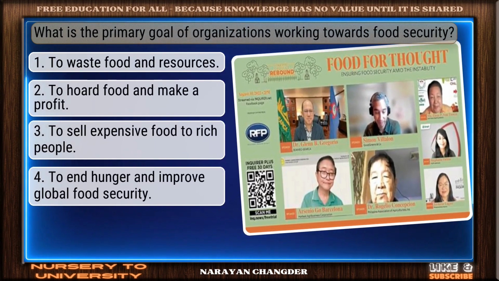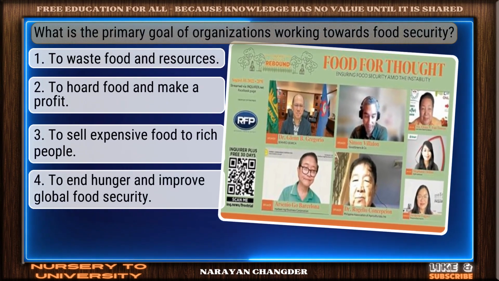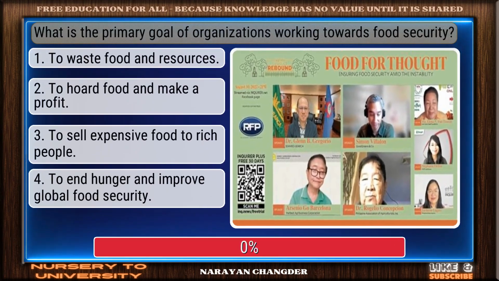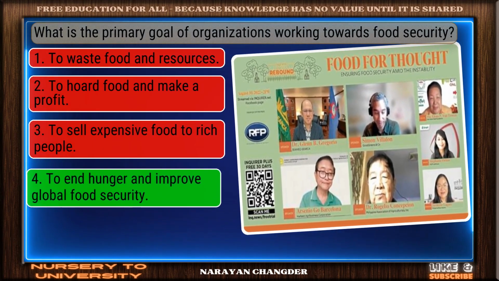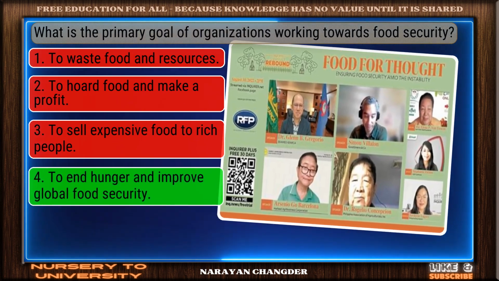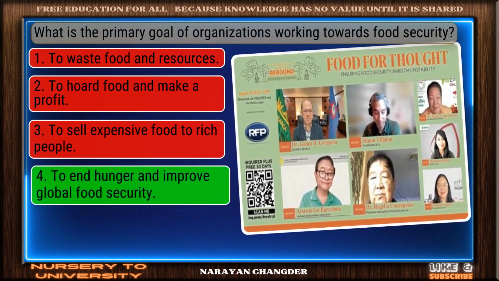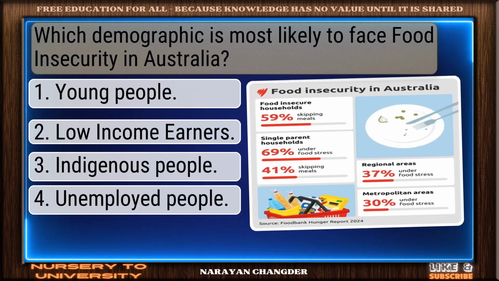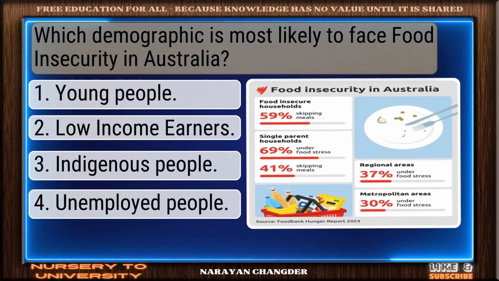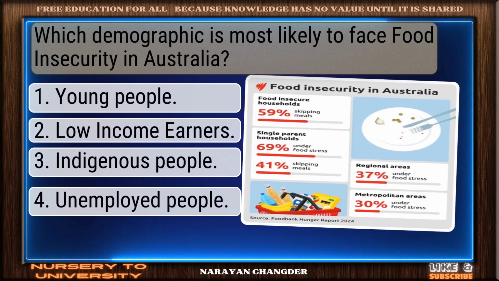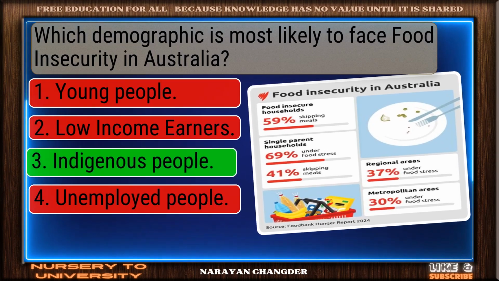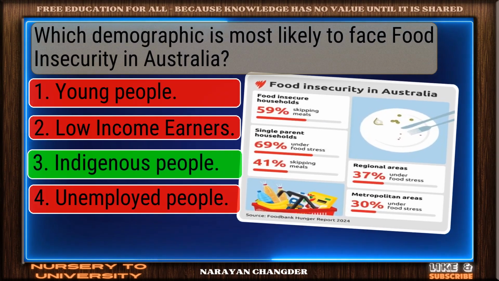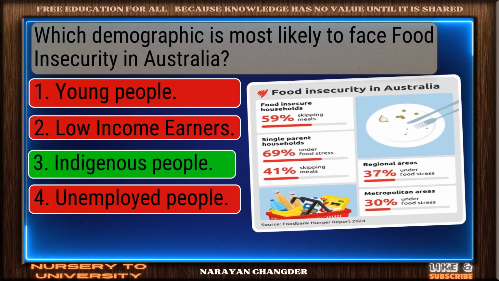What is the primary goal of organizations working towards food security? Smart pick. To end hunger and improve global food security is the correct choice. Which demographic is most likely to face food insecurity in Australia? Great thinking. Indigenous people is the right choice.